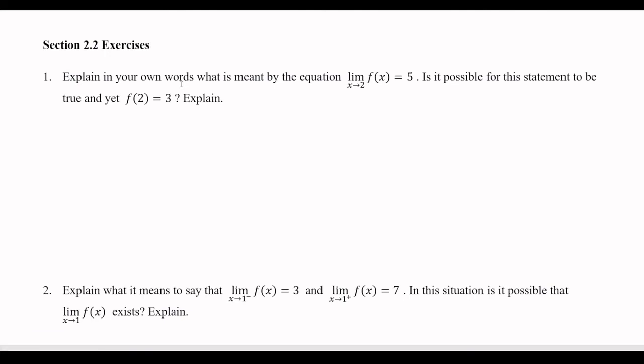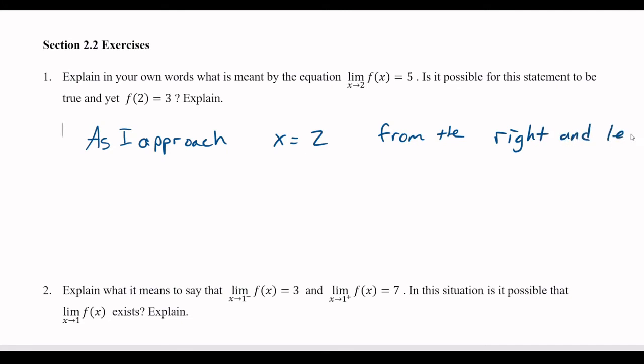Okay, you tried it. Explain in your own words what is meant by the equation the limit as x approaches 2 of f of x equals 5. Is it possible for this statement to be true and yet f of 2 equals 3? So when I read this equation here, what it tells me is as I approach x equals 2 from the right and left. So that's one of the key things. We've got to go from both sides here.